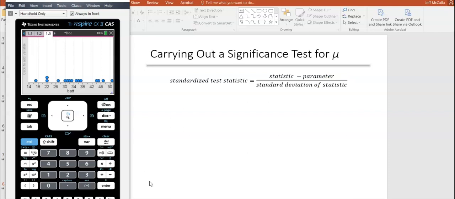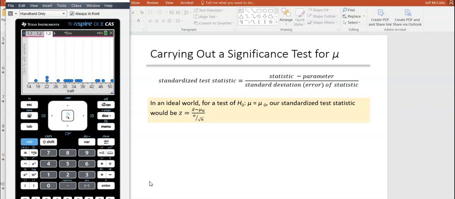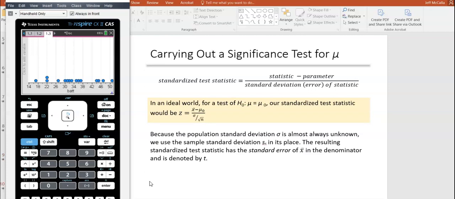So this is the basic or generic kind of z-score here. The standardized test is the value minus the parameter, in most cases the mean here, divided by the standard deviation. Ideally, this would be the formula, but we don't use z because the population standard deviation is almost always unknown, and that's true. We just don't know it. So we tend to use s, the sample standard deviation, instead of the population standard deviation. And we use a t curve instead of a z curve. So this is our formula for the test statistic here.